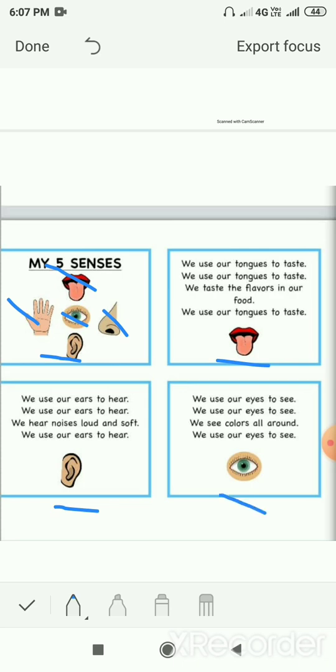We use our eyes to see. We see colors all around.